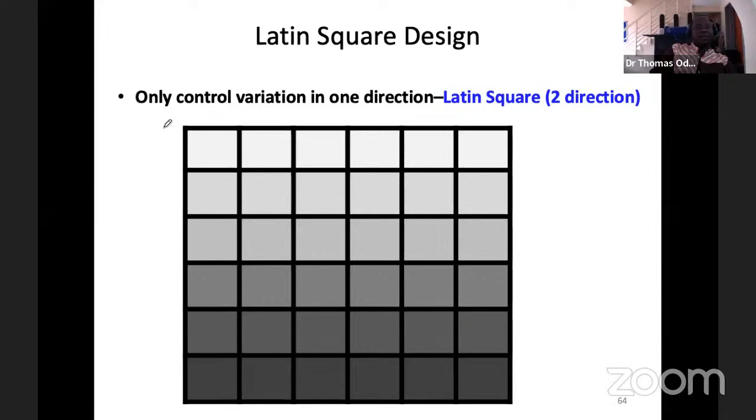So with RCBD, what we've done is that we are controlling variation in this direction. And please, your block should run perpendicular to the direction of the blocking factor. So your block should run this way if the factors run this way. Otherwise, you're going to line them in the wrong direction, and then you're going to compound and make the problem a lot bigger than you'd have.